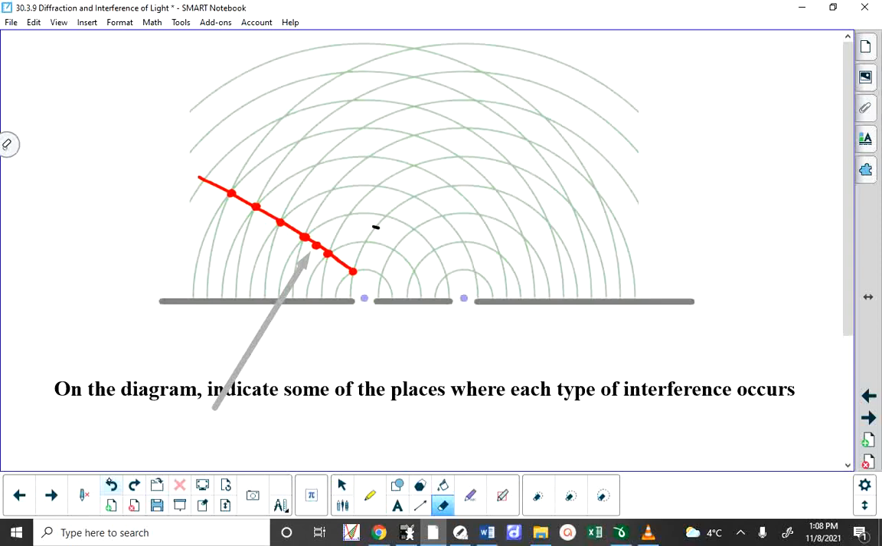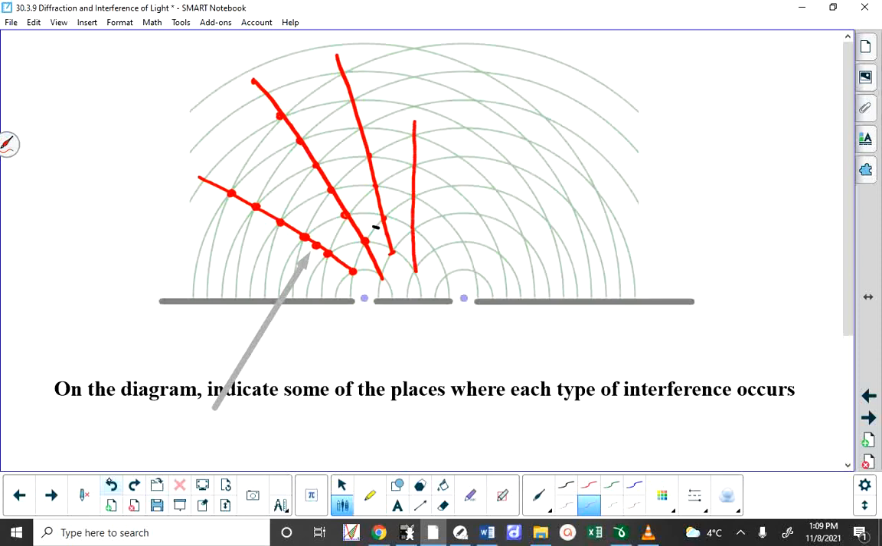And we will also get, incidentally, what we're doing is answering this question at the bottom. We will also get constructive interference along this line. And constructive interference along this line. And along this line. And I guess along this line. So what does this mean?